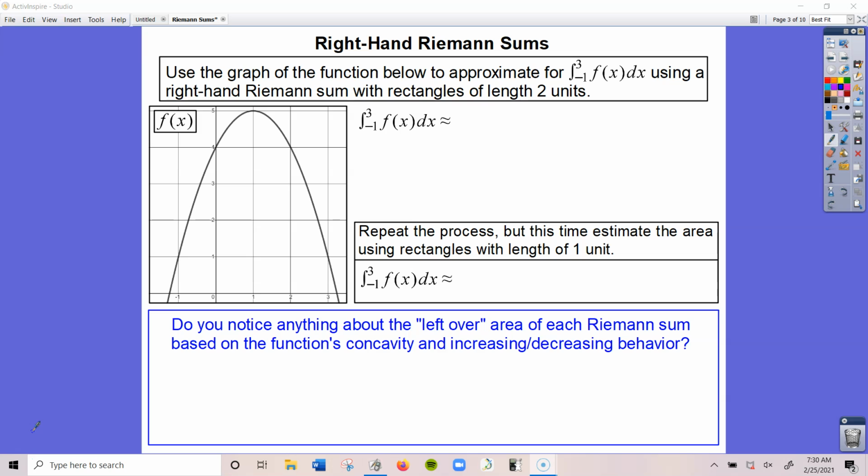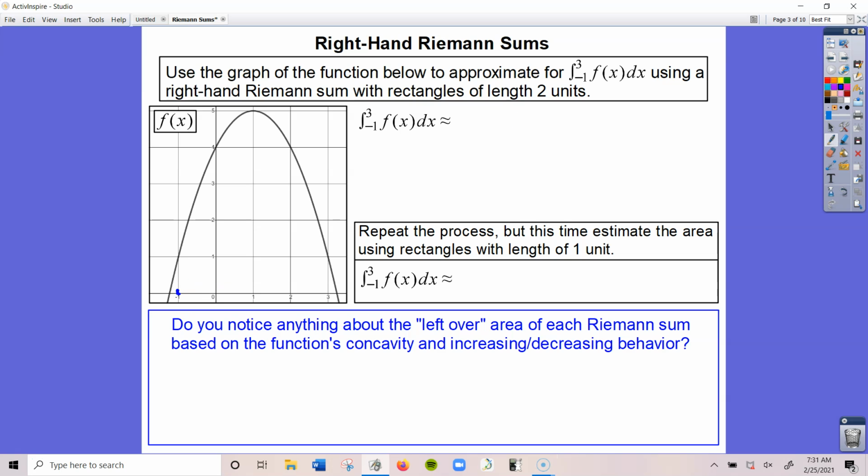Now we're going to look at a right Riemann sum. A right Riemann sum is essentially the same thing as a left Riemann sum. It's just that now you're using the right side of the rectangle to determine the height. So we're going to start with the same function. We have the interval from -1 to 3, and we're going to use a right Riemann sum with a length of 2 units. So here we go.